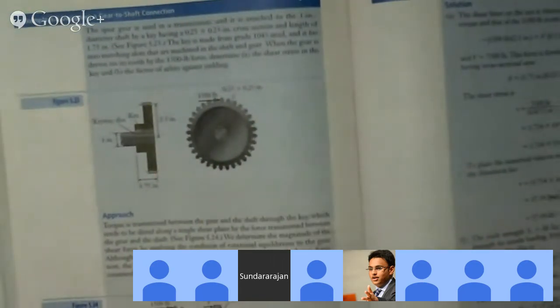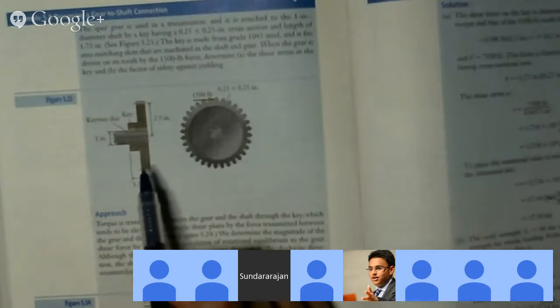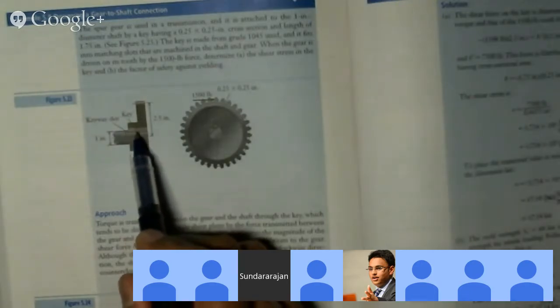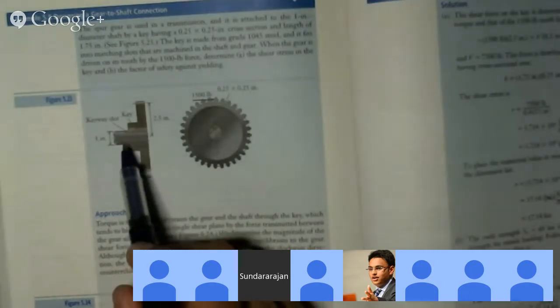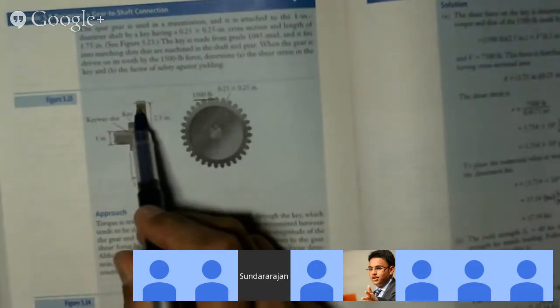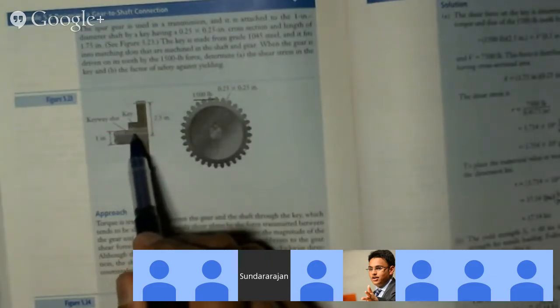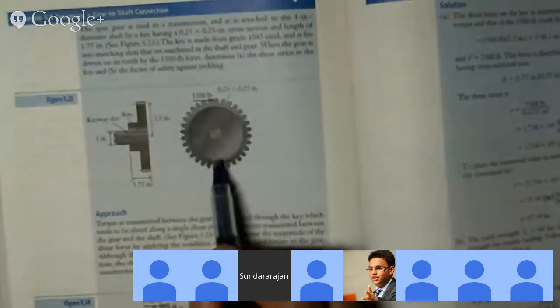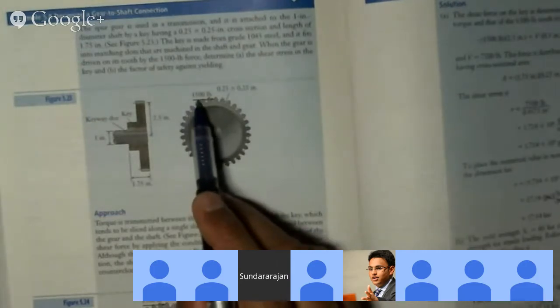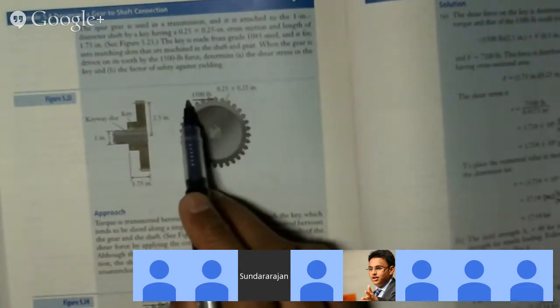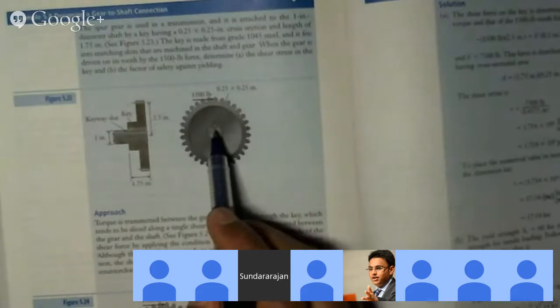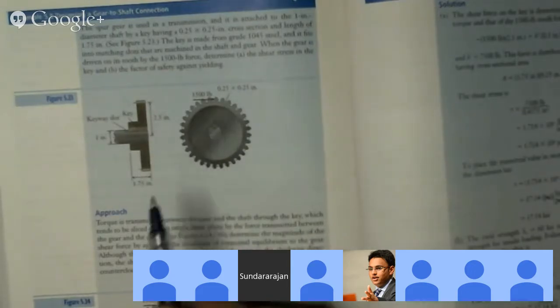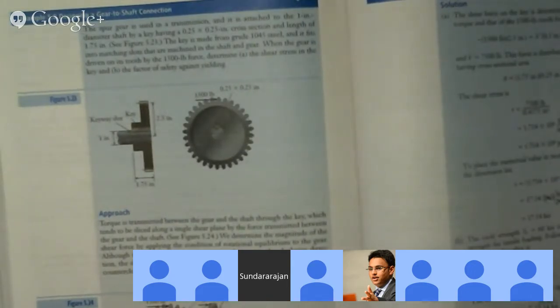Okay, so let's look at a few more examples of this then. Let's look at this one. This is page 220 in the book. And there is a key here. So there is a shaft and a gear, and they're connected by means of a key. So here is a picture of the front view of it. There is a 1,500-pound force that is acting in that direction. What kind of stress is this key experiencing?